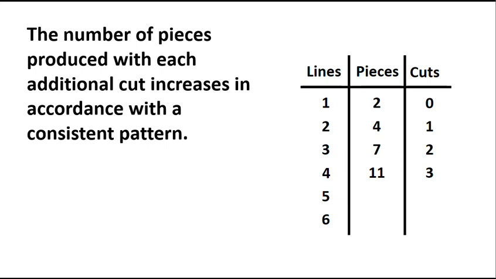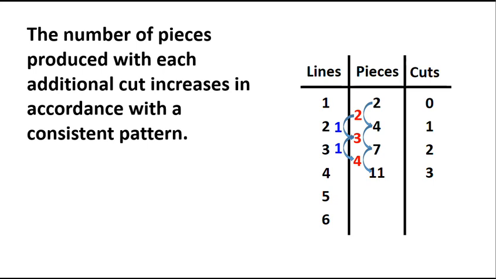When we draw 1 line, we create 2 pieces. When we draw 2 lines, we create 4 pieces. Now that's an increase of 2. When we draw that 3rd line, we create 7 pieces. That's an increase of 3. And when we draw that 4th line, we create 11 pieces. That's an increase of 4. These increases follow a pattern. The number of additional pieces created with each line increases by 1.